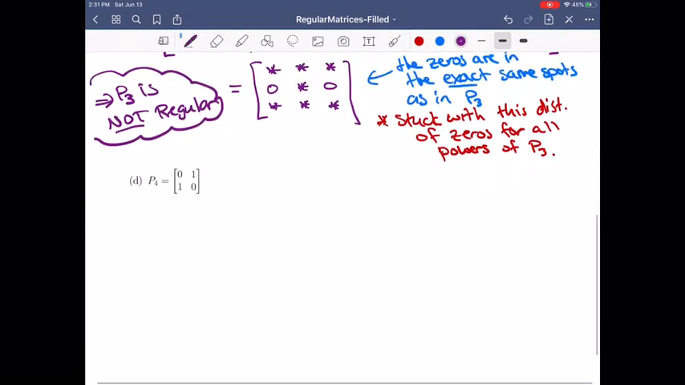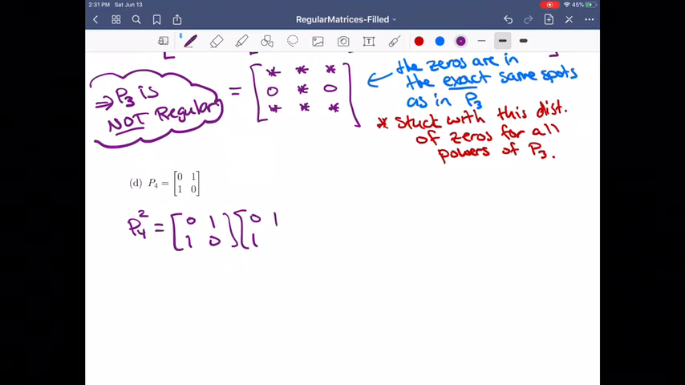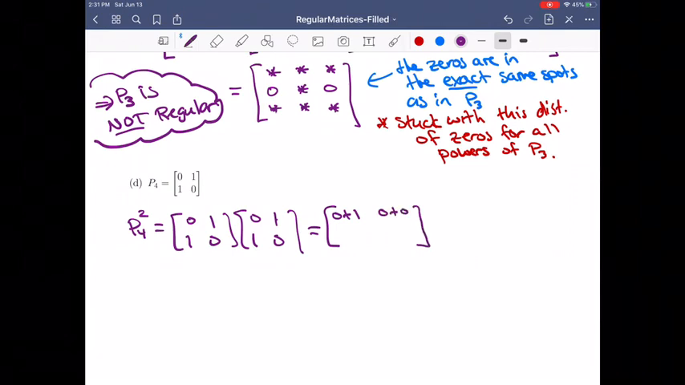Okay, so let's do one more. This one I'm not going to use stars because ones are even nicer. Okay, so if I do P4 squared, it's going to be 0, 1, 1, 0 times 0, 1, 1, 0. Here we can actually compute these. So 0 times 0 plus 1 times 1. Okay, 0 times 1 plus 1 times 0. 1 times 0 plus 0 times 1. Oops. And 1 times 1 plus 0 times 0. So here I'm going to get 1, 0, 0, 1.